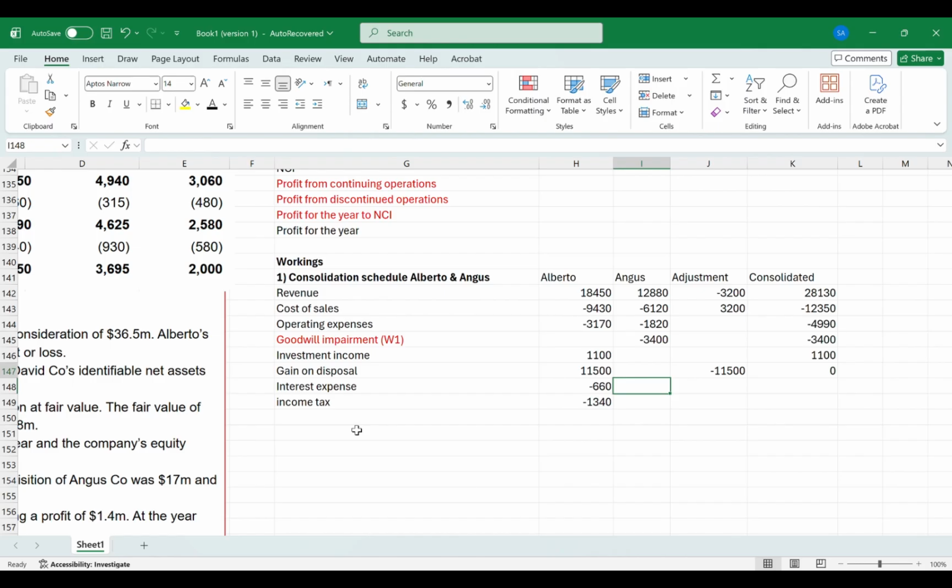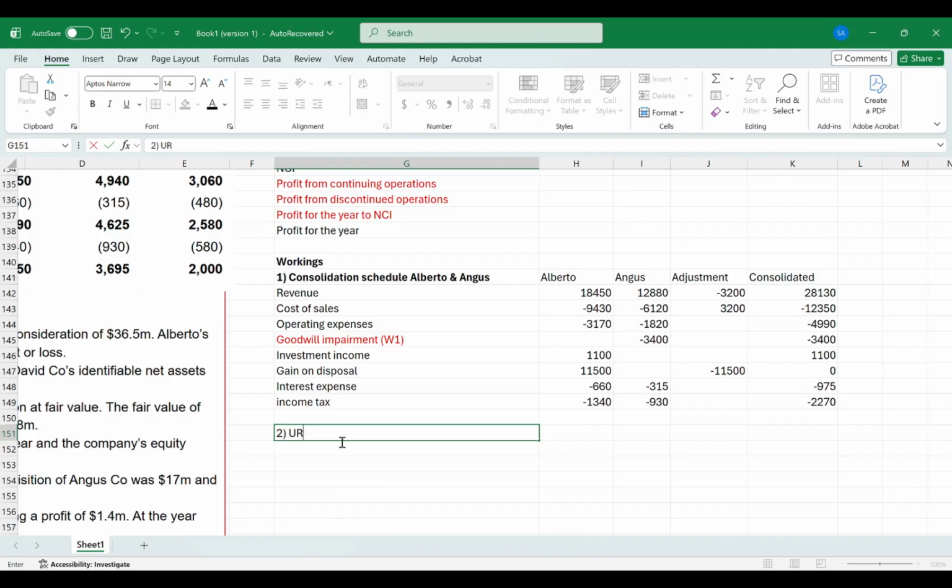Then interest expense. Here it is 315 and income tax is 930. So minus 315, minus 930. There are no other adjustments. That's it. Now what's left is only one thing, that is unrealized profit, that has to be adjusted here in the cost of sales of Angus. That we will do in working number 2. So let us go to working number 2.